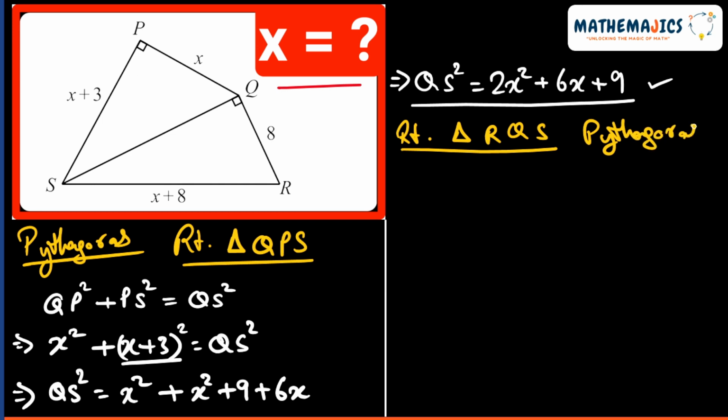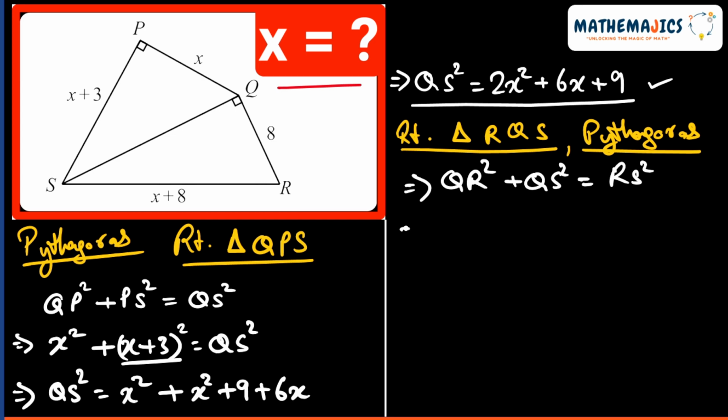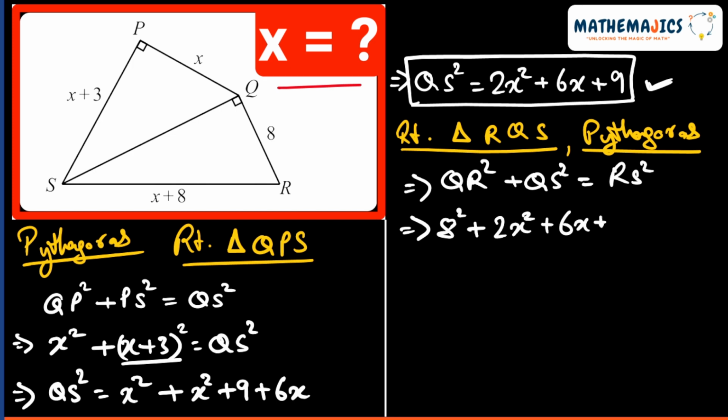Okay. So this whole question is based on Pythagoras theorem. If we apply Pythagoras theorem here, we will get QR square plus QS square is equal to RS square. That means QR. What is QR? 8 square. What is QS square? We just found out here. Yes, we have found out QS square. That is 2x square plus 6x plus 9 is equal to RS square. RS is x plus 8 square.